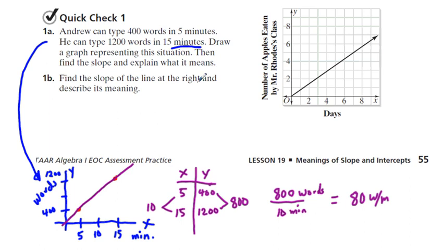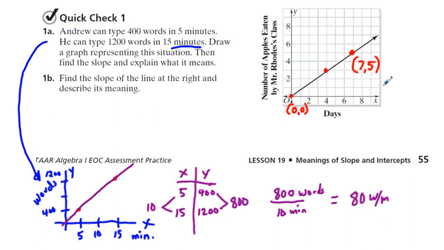1B, find the slope of the line at the right and describe its meaning. Well, this kind of recalls lesson 18, and if you pick out 2 points, this origin, we have a point at 0, 0, so this is a direct variation. And also at this point here, or let's go up here to this one. We have input value of 7, between 6 and 8, and then we have an output value of 5.